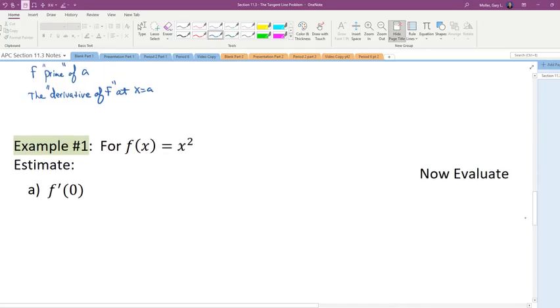For f of x equals x squared, estimate f prime of 0. And what is f prime of 0? It's the derivative at 0. And what is a derivative? It is the slope of the tangent line at 0. So first thing we want to do is just estimate it.